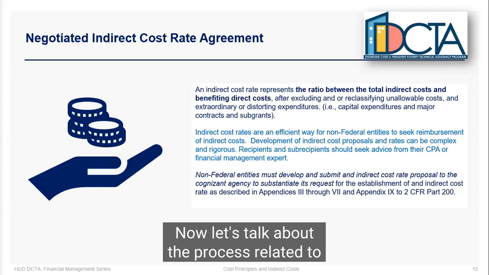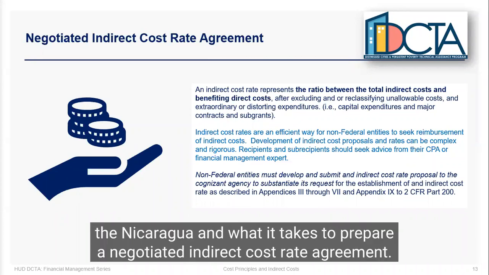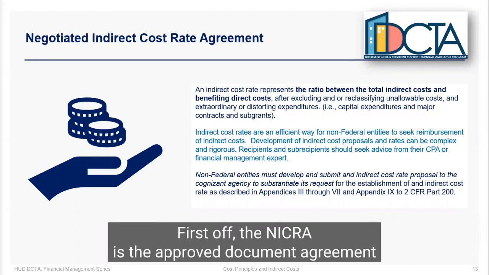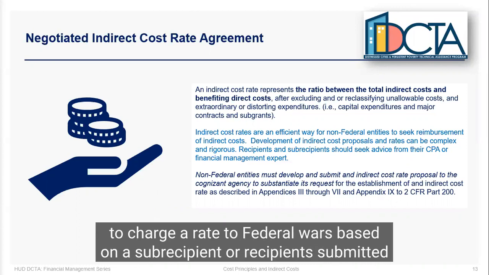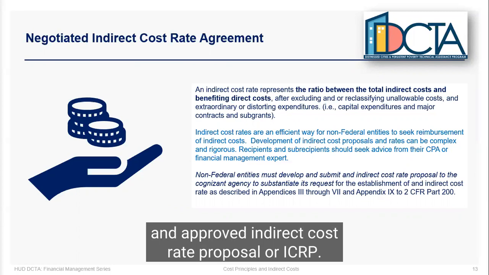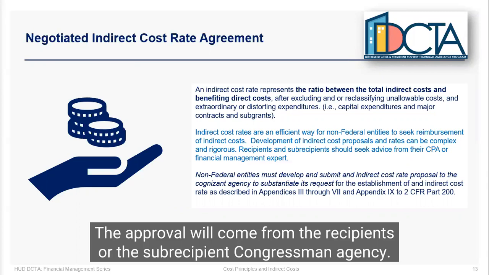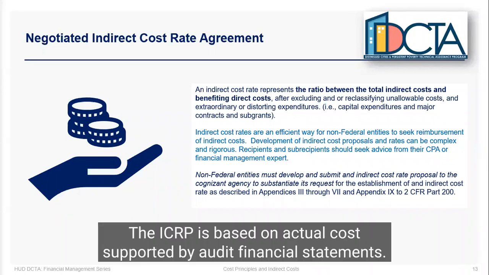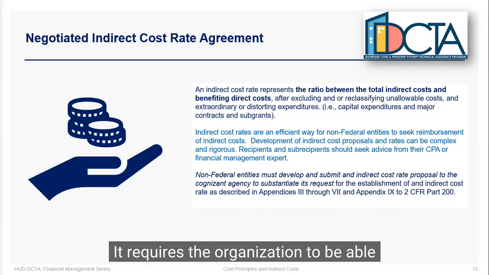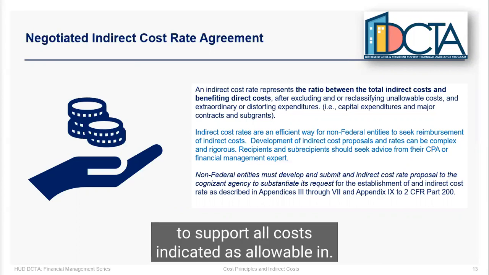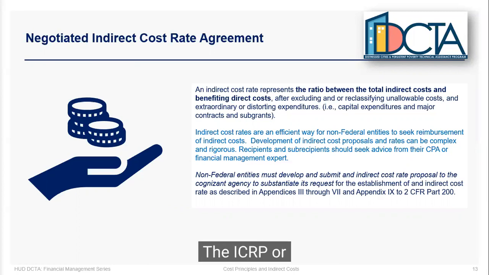Now, let's talk about the process related to the NICRA and what it takes to prepare a negotiated indirect cost rate agreement. First off, the NICRA is the approved agreement to charge a rate to federal awards based on a subrecipient or recipient's submitted and approved indirect cost rate proposal, or ICRP. The approval will come from the recipient or the subrecipient's cognizant agency. The ICRP is based on actual costs supported by audited financial statements. It requires the organization to be able to support all costs indicated as allowable in the ICRP.